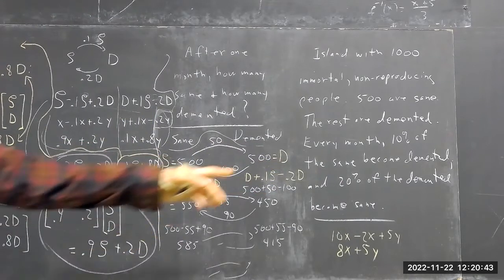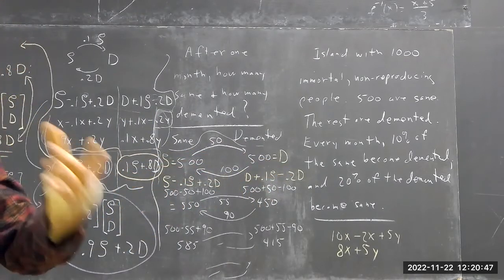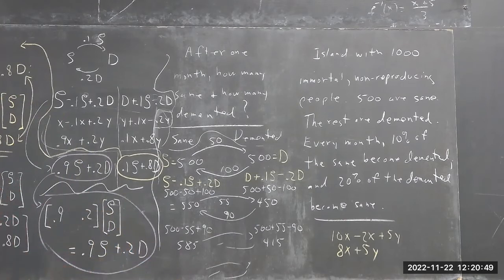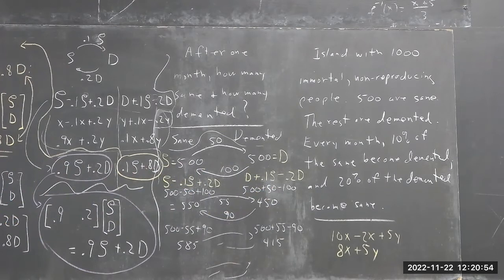Okay. This development is the clearest development I've been able to devise. It tells you what a transition matrix is and why it works. Now, there are also 3x3 transition matrices. Okay.